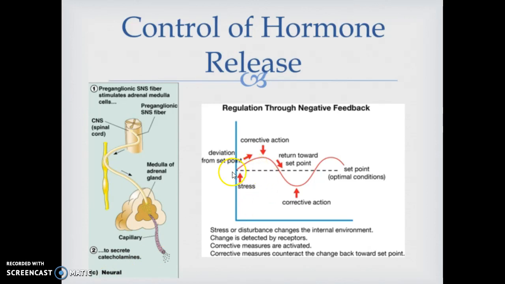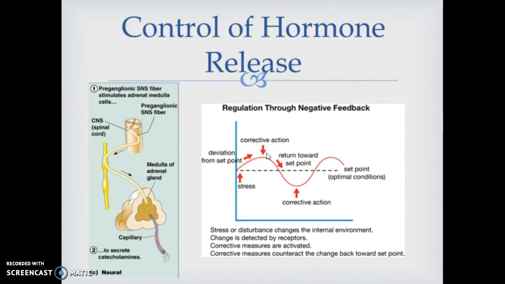Let's take a look at negative feedback graph and tie it back to our example here. Normally, our set point for this would be calm, normal, parasympathetic nervous system. But when we deviate from that or go away from it, it's a result of an increase of this hormone, adrenaline. So adrenaline goes into our body, we go away from it. Now we're way out here.